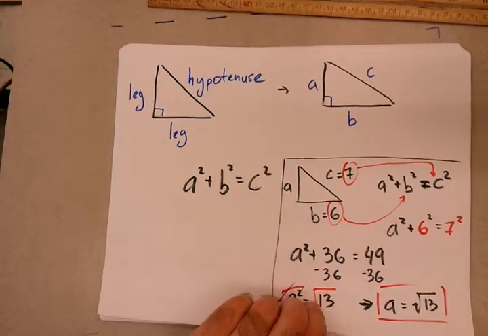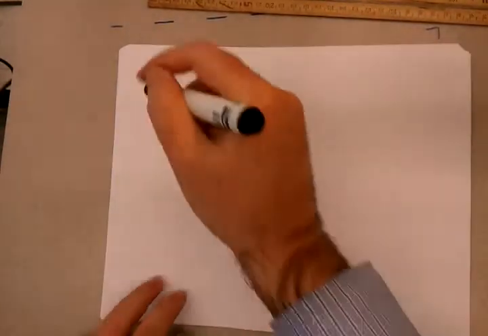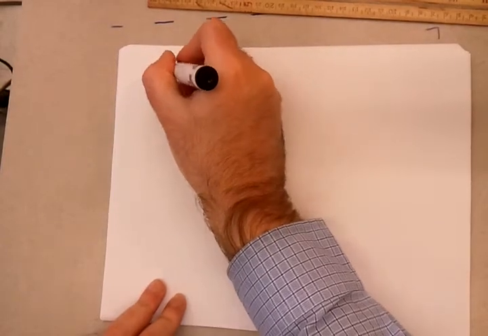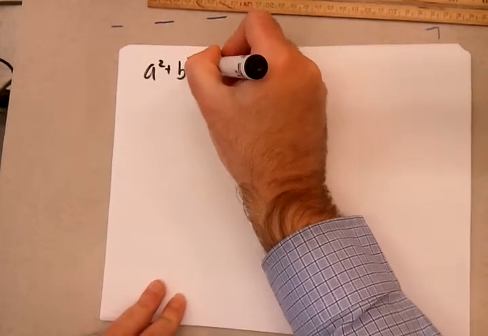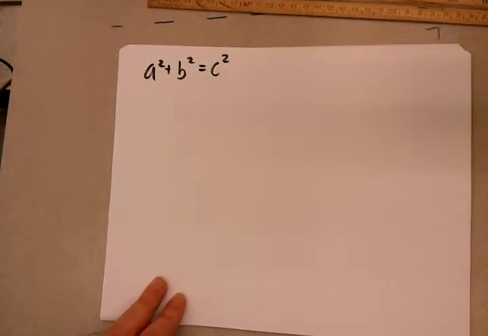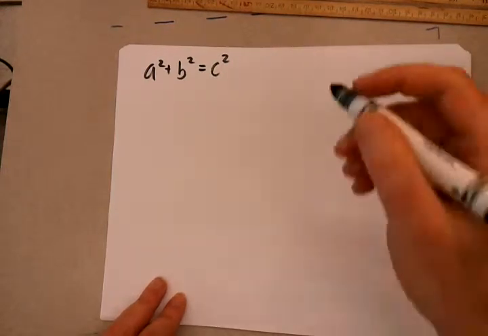Now let's look at the converse, the opposite of the Pythagorean theorem. So the Pythagorean theorem only works with right triangles. So if you have a right triangle, you can apply the Pythagorean theorem. But the reverse is true as well. The reverse says that if the Pythagorean theorem works, if a squared plus b squared equals c squared with any 3 sides, then you have a right triangle.